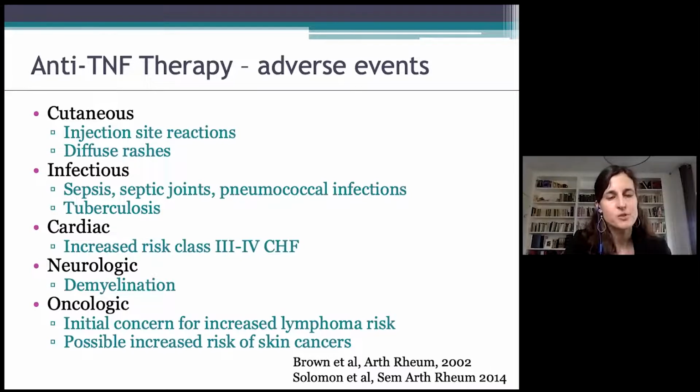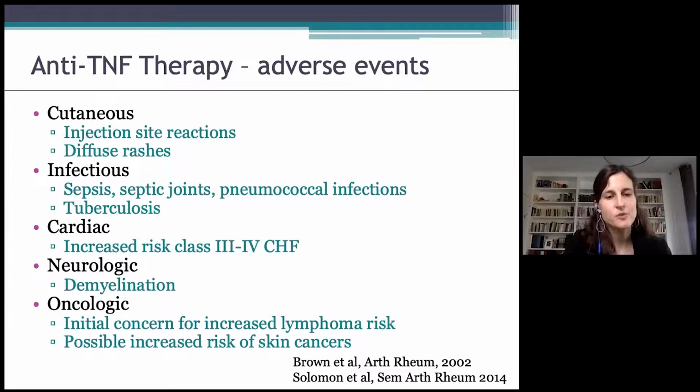From a cardiac perspective, we are wary to use these in patients who have congestive heart failure. So there's an increased risk of worsening heart failure in patients who are class 3 or 4 CHF. There is a very rare chance of demyelinating diseases with anti-TNF therapy, so we avoid use in patients who have first-degree relatives with diseases such as MS.